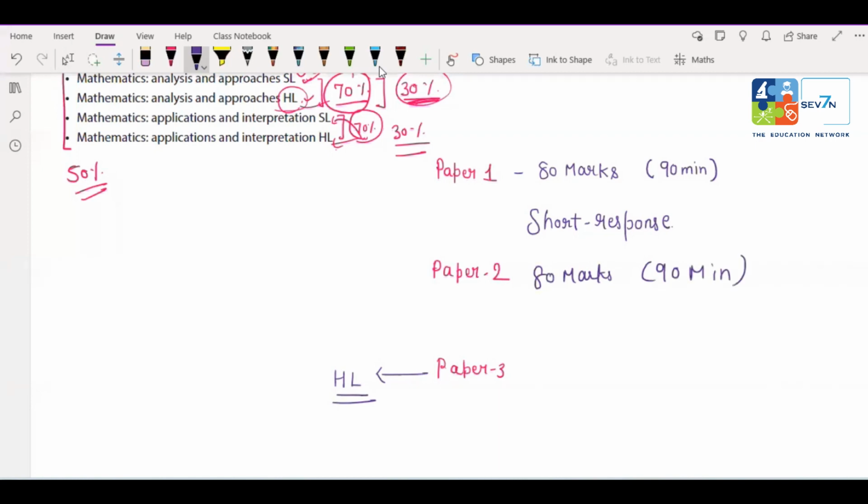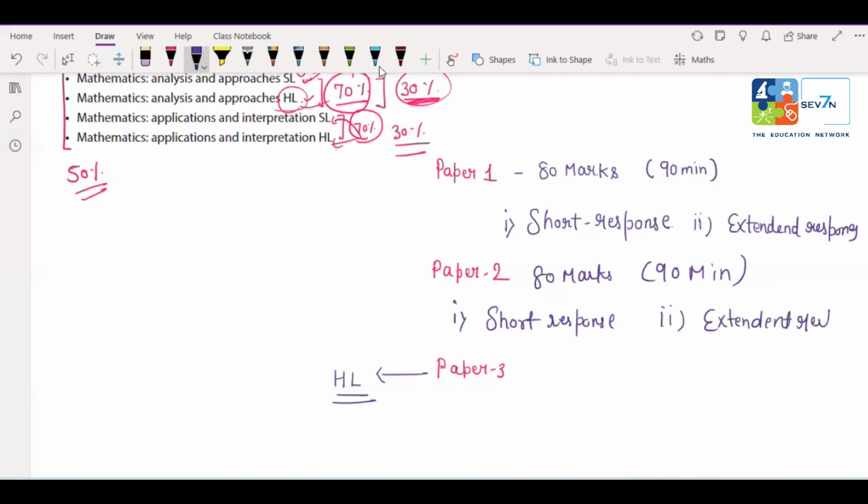Actually, in this, again, we have 2 sections. The one is short response and the other one is extended response. And in this also, again, we have 2 sections. In the first section, we have short response, and in the second one, we have extended response. Now, what is the difference between these 2 papers? In this paper, you are not supposed to use a calculator. No technology is allowed. And in this paper, you can use technology. Clear? Any doubt? No.